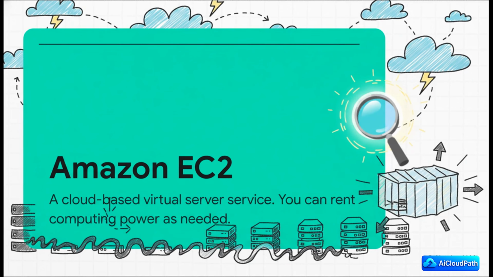So to give it its proper name, EC2 stands for Elastic Compute Cloud. And the two most important words there are elastic and compute. Elastic because it can stretch and shrink to meet your needs, and compute because it's raw processing power. You're basically renting a virtual server, giving you all the control without any of the physical mess.